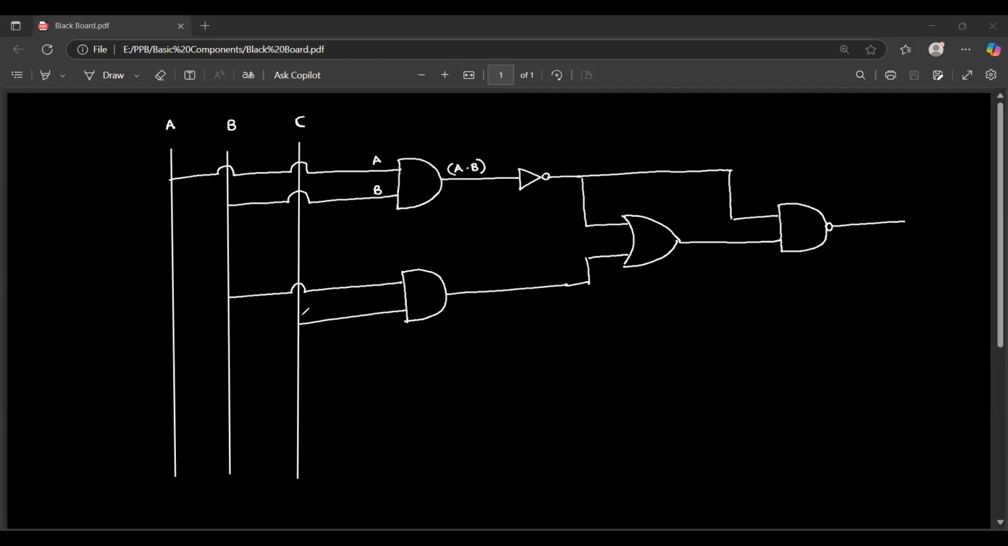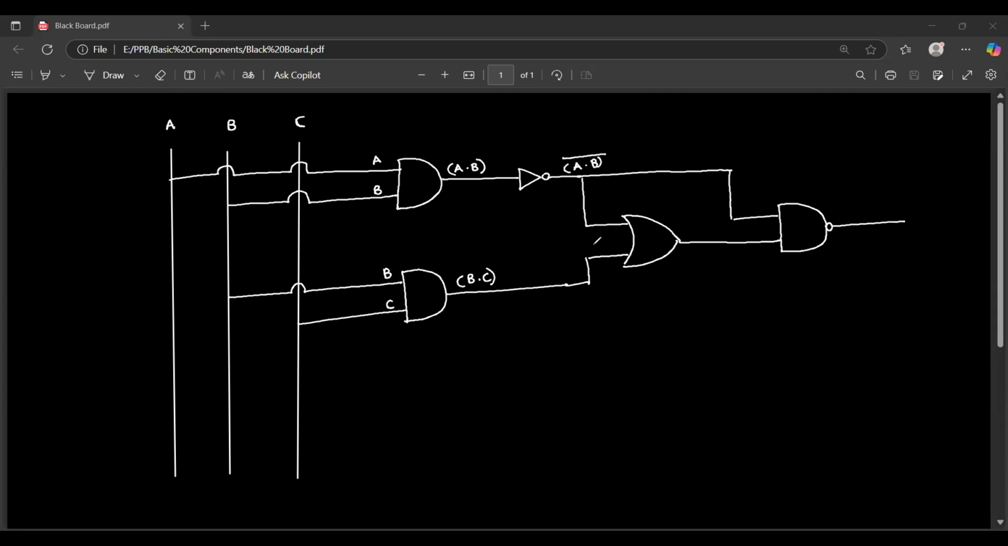Okay, and then here we have C, and this guy is B. So the output will be B dot C. And A dot B passed through a NOT gate will give us A dot B whole thing bar, which is exactly equal to one gate. So instead of using two gates here, we can use a single gate. But that's not important here. So let's continue.